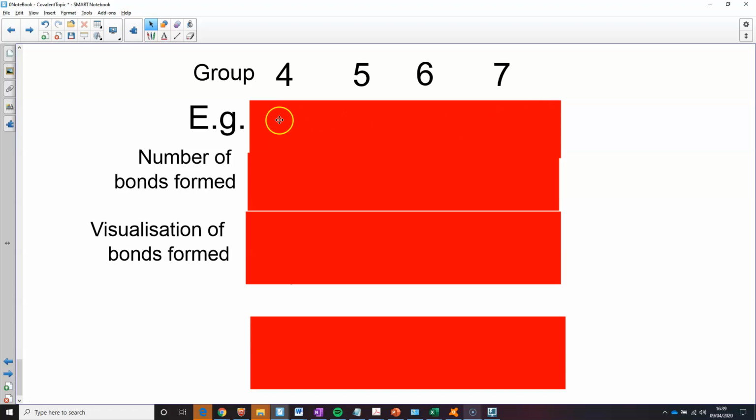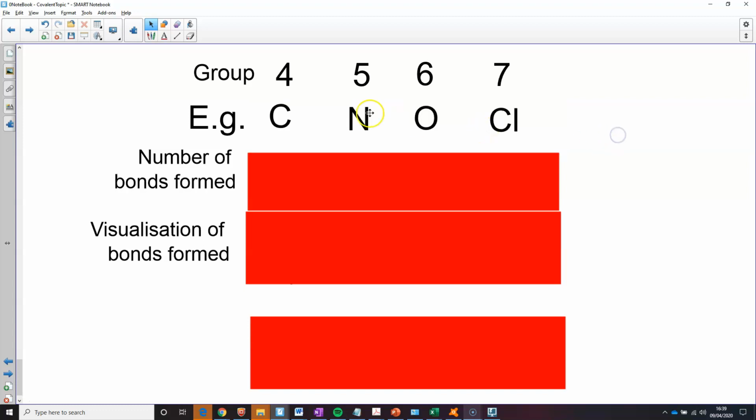So group 4, carbon or silicon might be the two you'd have. Then for group 5, nitrogen or phosphorus. Group 6, oxygen or sulfur. Group 7, fluorine, chlorine, bromine or iodine.